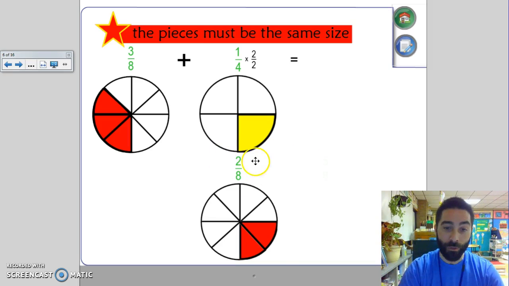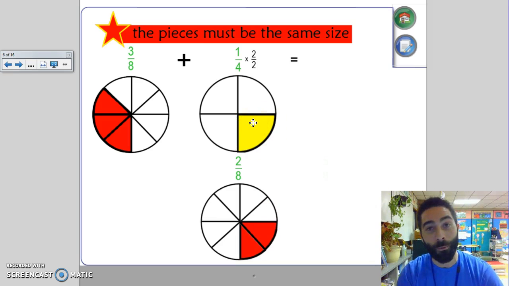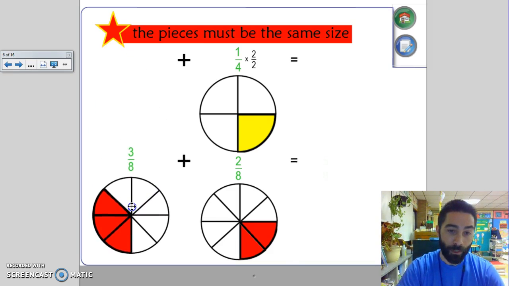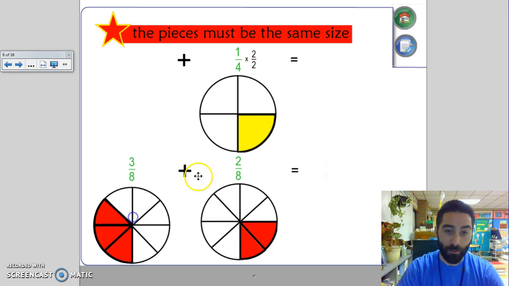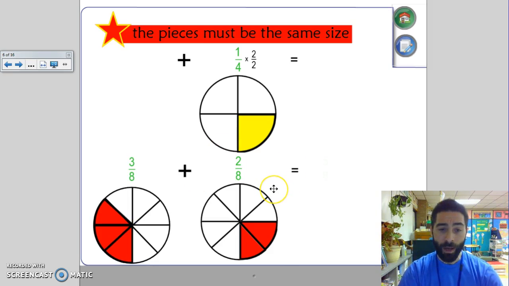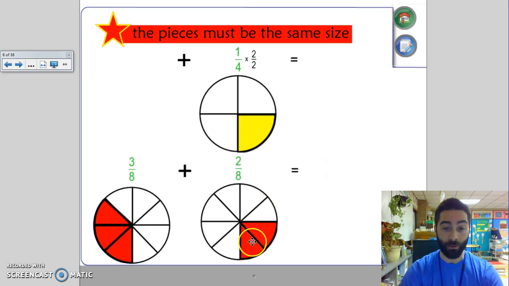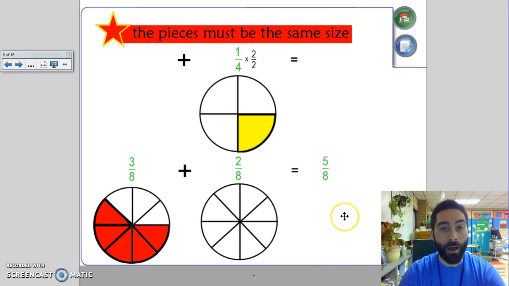So now I have 2/8 and 3/8. And as you can see, the 2/8 is exactly the same size as the 1/4 piece. That's because they are equivalent fractions. So now I can rewrite my problem as 3/8 plus 2/8. Then if I add these two together, because now they're the same size, I would add my 2/8 over into my 3/8, and notice I get a total of 5/8.